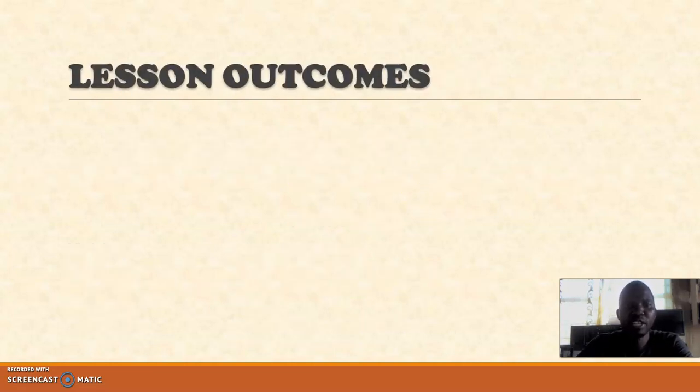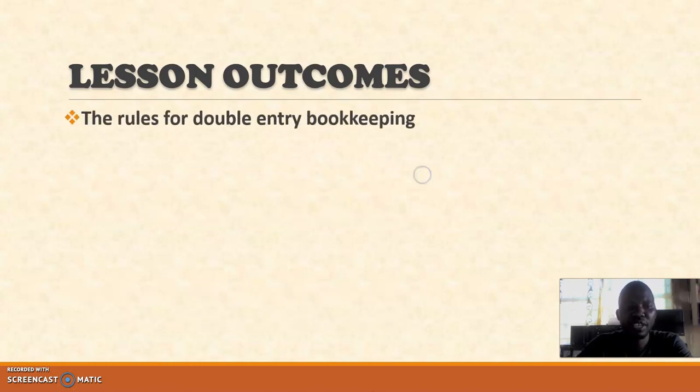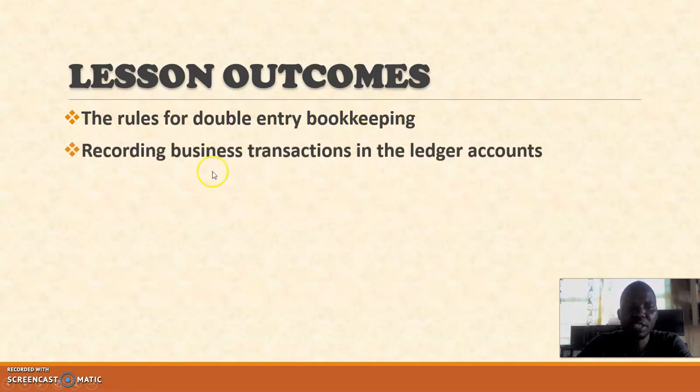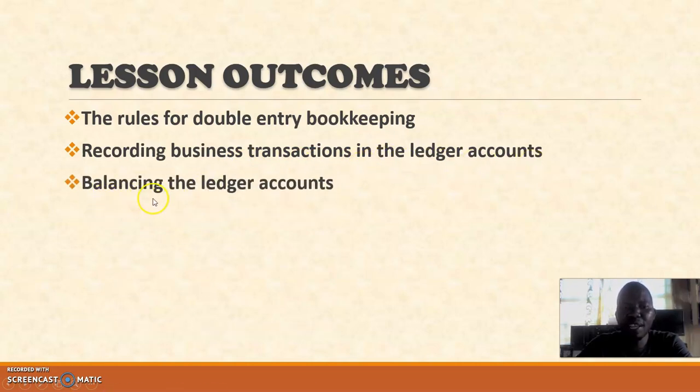Let us quickly look at the lesson outcomes for today. 1. We shall look at the rules for double entry bookkeeping. Secondly, we'll look at recording business transactions in the ledger accounts. And the last part, we'll look at balancing the ledger accounts. So in the first part of this lesson, we'll look at the first two. Then in the last part of this lesson, we'll look at the last two again.